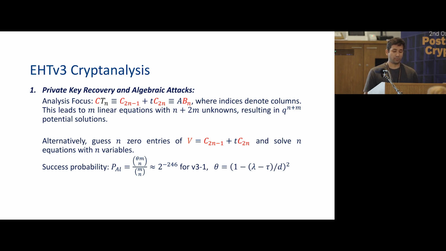Now, regarding cryptanalysis, I just present a few of them here, and then we'll continue from there. Okay, so private key recovery and algebraic attacks. The focus of this attack would be when we have C multiplied by the last column of T, and that gives the equation of the last two columns of C. And T here denotes the diagonal element, one of the elements from the tuple, right?